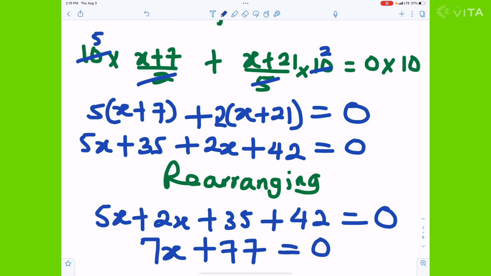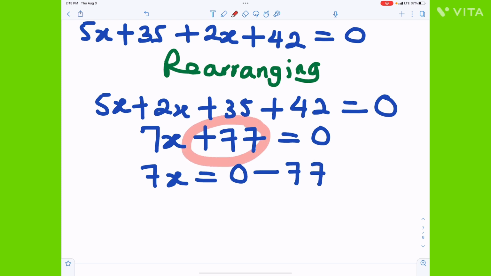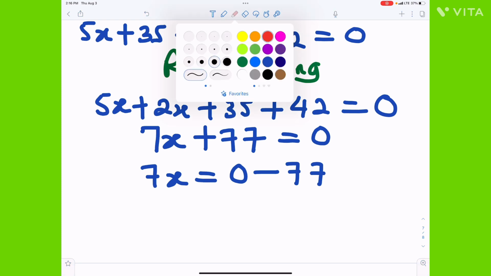You will notice that no sign is changing because nothing has crossed the equality sign. I only brought the x together and brought the constants together. So I didn't actually take anything across the equality sign to the right. So their signs will not change. So what does this give me? 7x is 0 minus 77. You can see the sign changes now. I'm taking plus 77 from the left-hand side to the right-hand side. So that gives me minus 77.